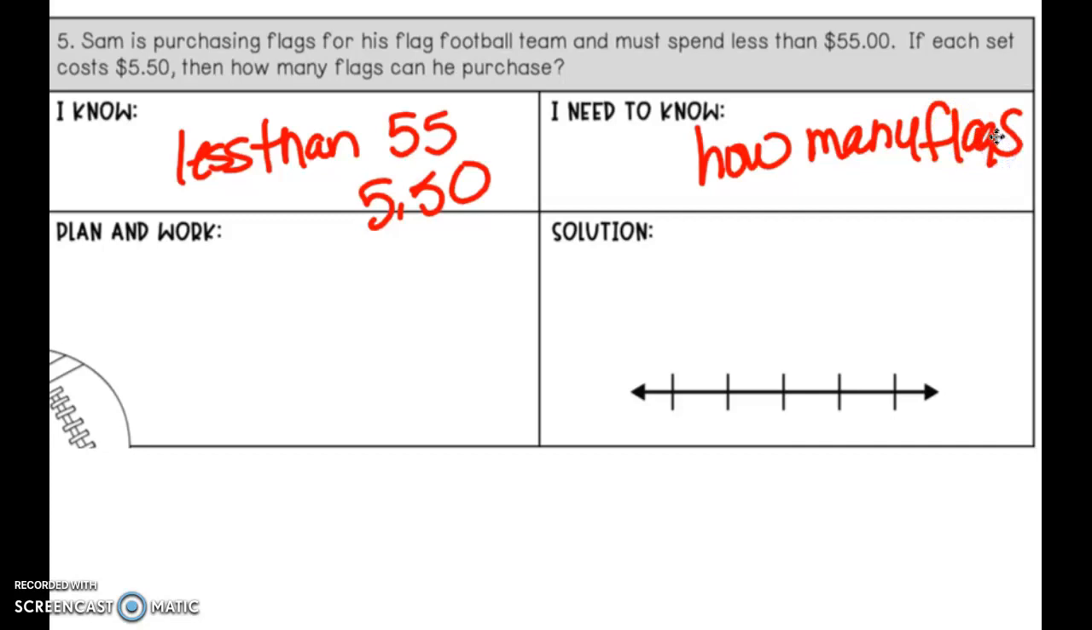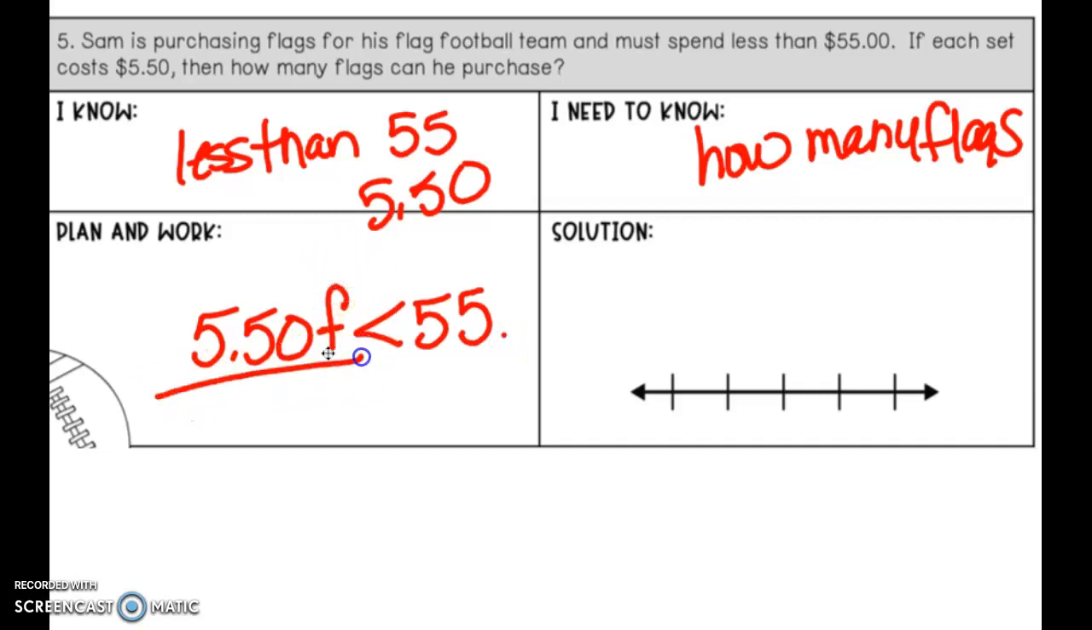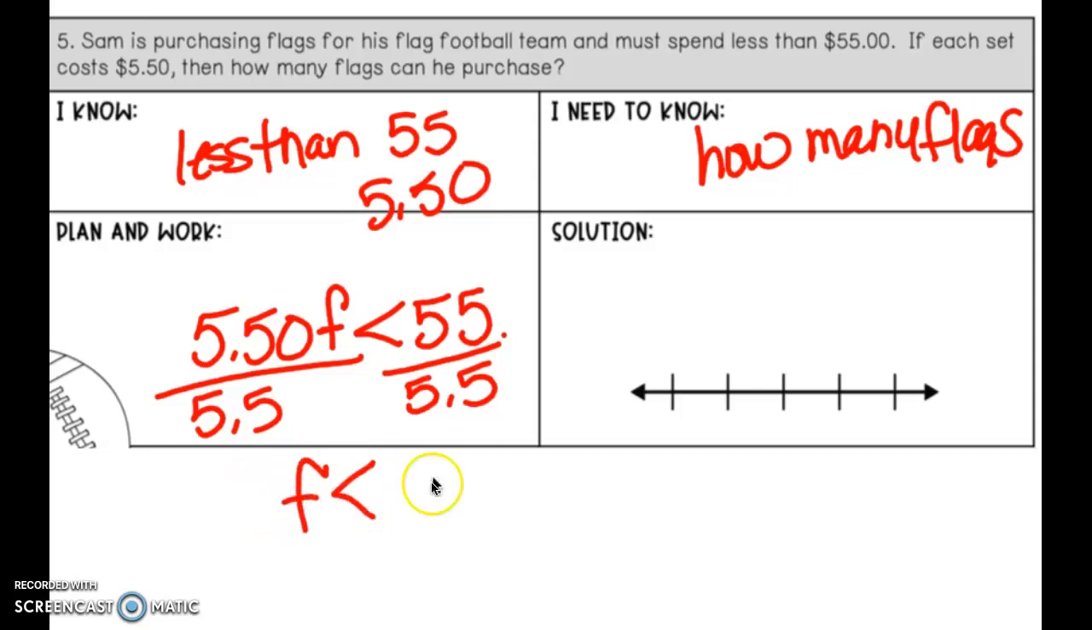Okay, so here we go. So flags are $5.50 each, and we want the number of flags, and that price must be less than $55. Okay, so to figure out how many we can have, we're going to divide both sides by 5.5, and that divided by 5.5, F has got to be less than 10 flags. So we're going to open the circle, put 10, and it has to be less than 10. Okay, so 10 would put us over, so 9 or less.